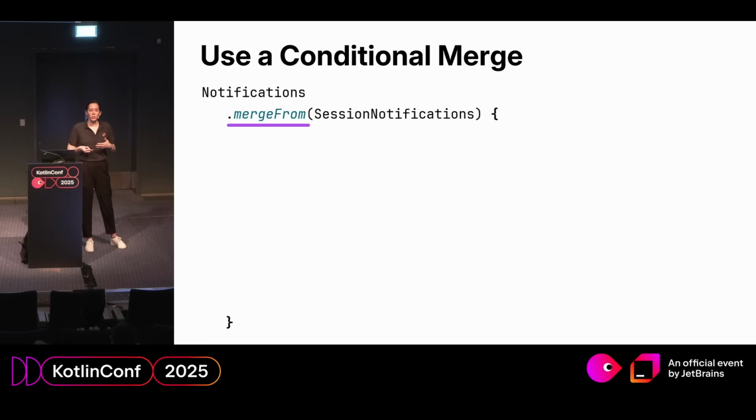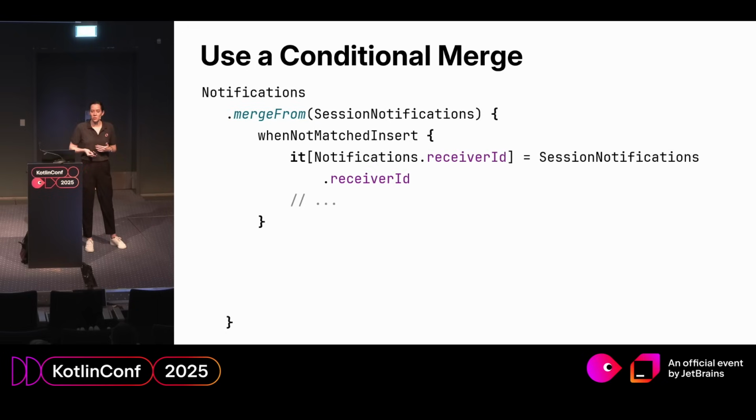So we can call merge from on our destination table. We provide our source table, and we can start building any number of conditional branches to fit our needs. We can add an insert branch in the event that a match was not found.